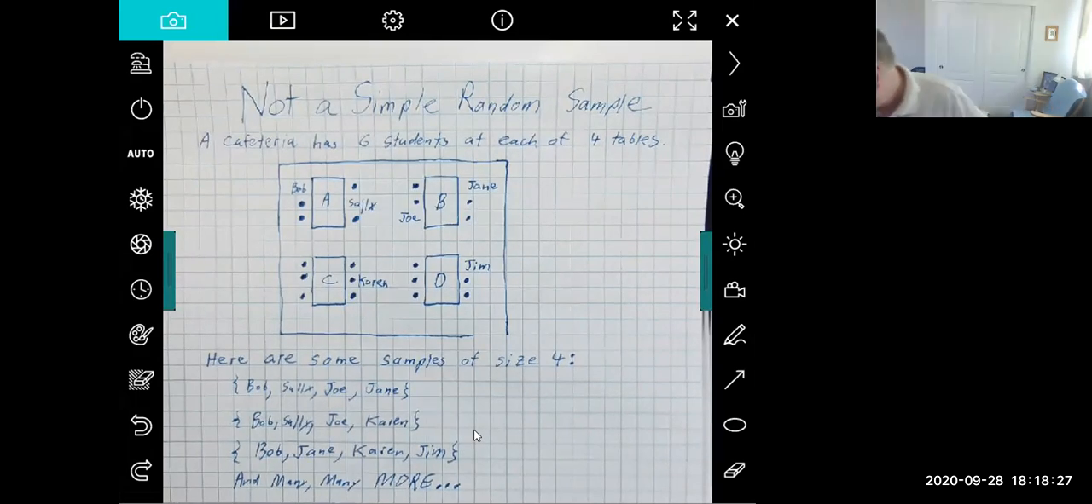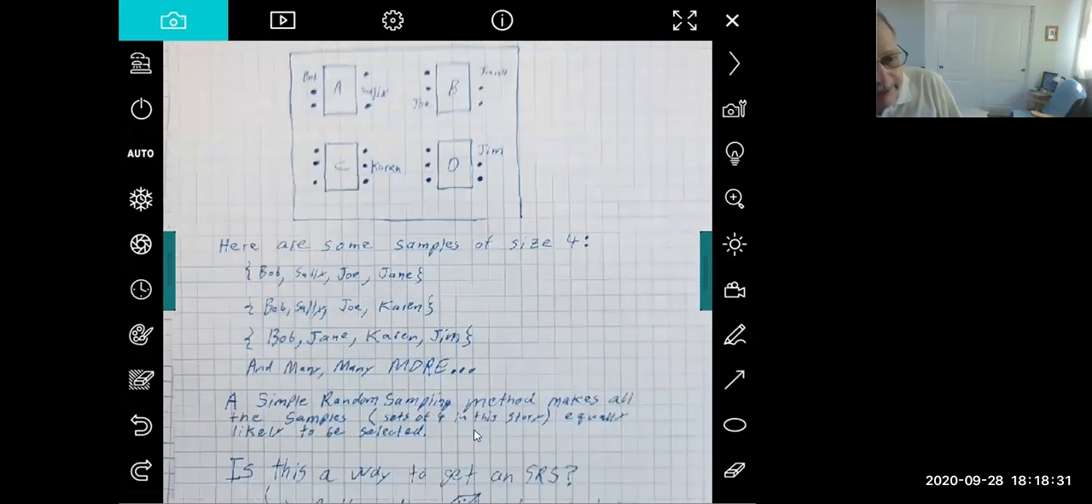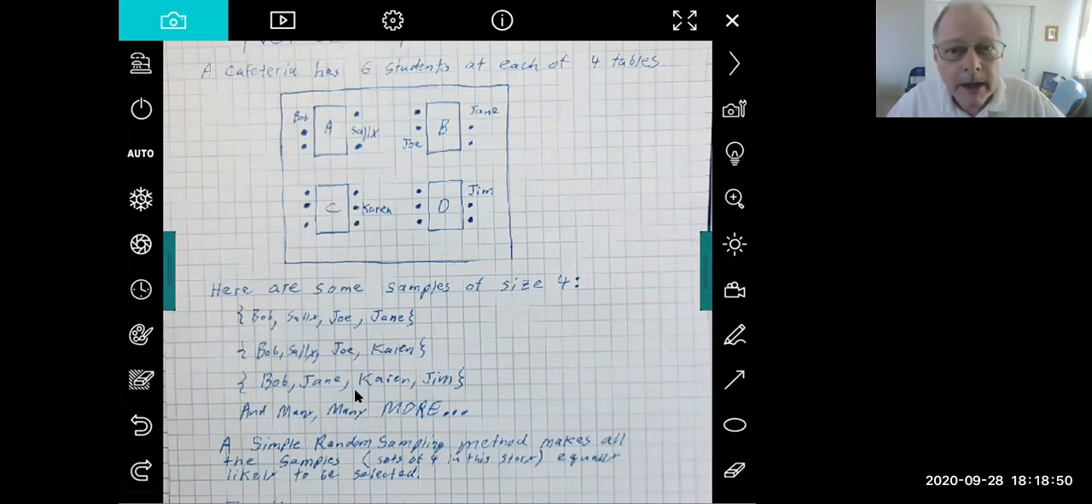Now, a simple random sampling method is a technique that makes all the samples equally likely to be the chosen sample. What do I mean? Out of all possible sets of 4, every set of 4 has to be just equally likely as any other set of 4 to be the selected set.